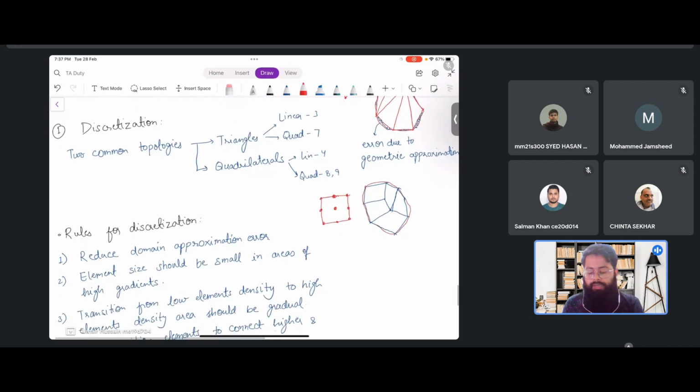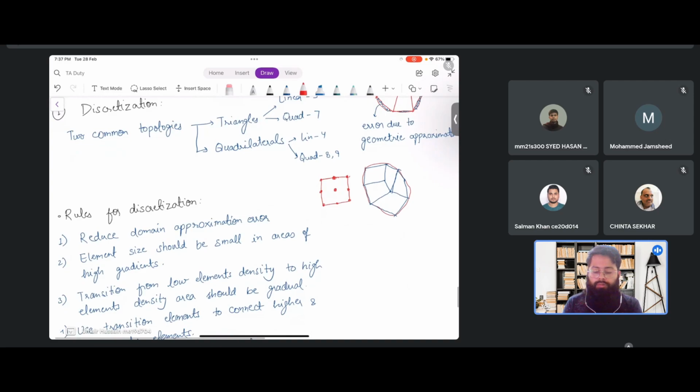So while we are doing this type of discretization in 2D domain, there's something we need to take care of. Firstly, we need to discretize in such a way that we can reduce maximum error. So depending on the type of geometry, we have to use such type of elements that would reduce this error due to geometric approximation.